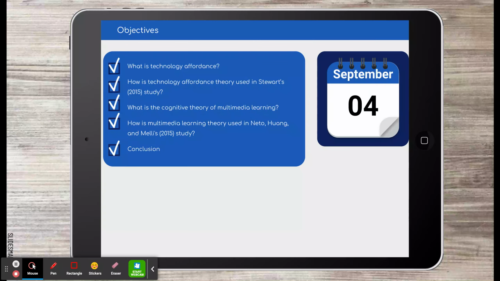So, our objectives for this module are to discuss what technology affordance is, how technology affordance theory is used in Stewart's 2015 study, what the cognitive theory of multimedia learning is, how multimedia learning theory is used in Nato, Hong, and Melly's study. Sorry if I mispronounced their names. And wrapping it up with a brief conclusion.